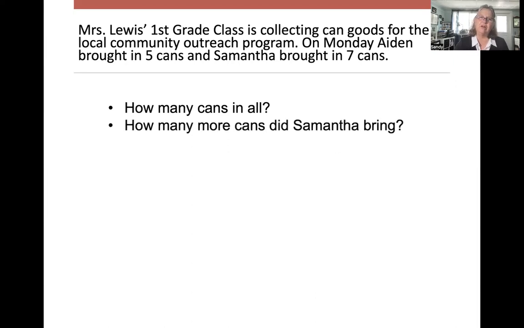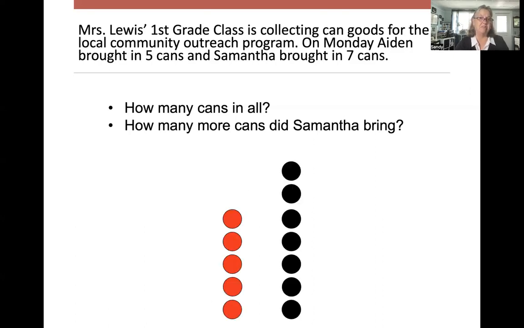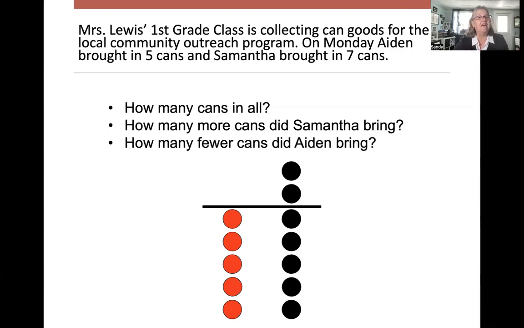But see, my question could have been, how many more cans did Samantha bring? Okay. Now, this image might be more helpful. And see, we can do a comparison. We have the same part and then the more part, the ones above. Or I could have asked how many fewer cans did Aiden bring? See, it's the same image. This picture just is a little easier to do that comparison.